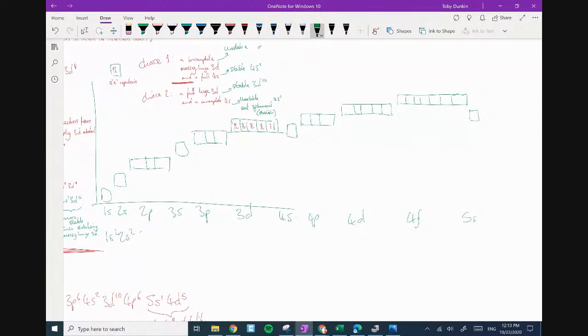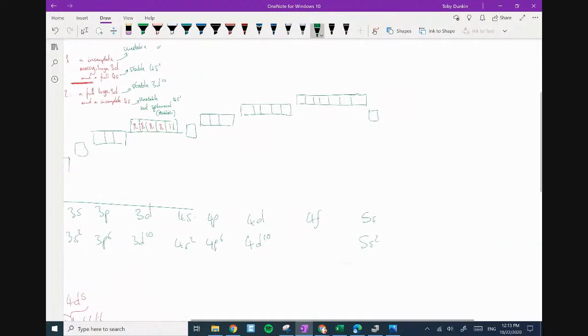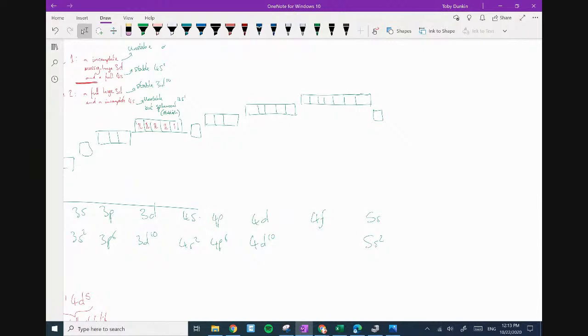1s2, 2s2, 2p6, 3s2, 3p6, 4s2, 3d10, 4p6, and then the 5s goes in. 5s2, then goes in the 4d, so 4d10, then goes in the 4f. So then it becomes 4f14.